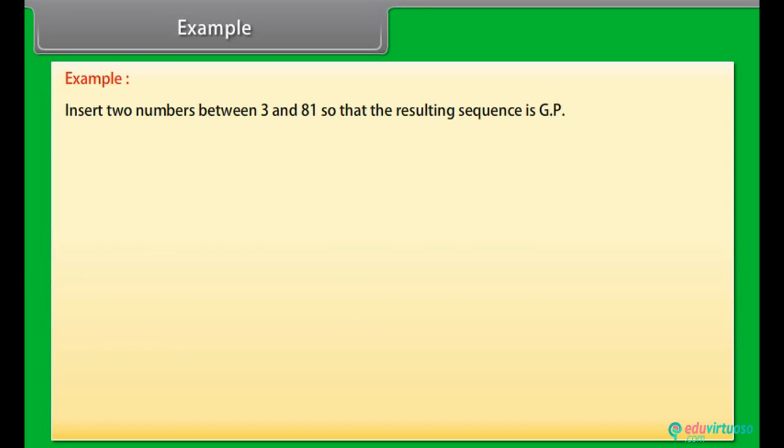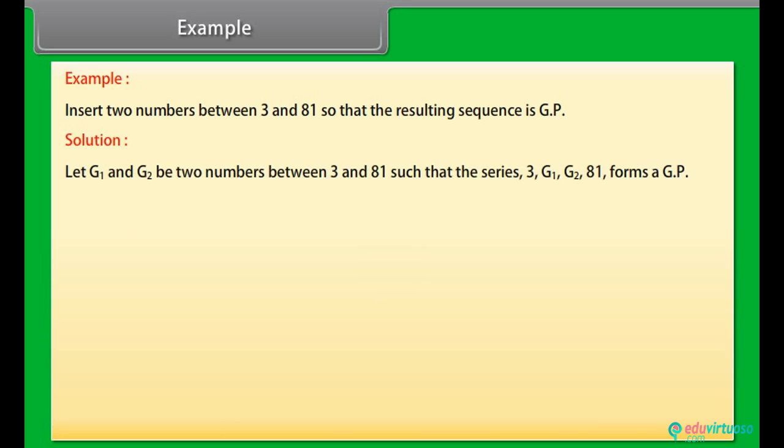Example. Insert two numbers between 3 and 81 so that the resulting sequence is GP. Solution. Let G1 and G2 be two numbers between 3 and 81 such that the series 3, G1, G2, 81 forms a GP. Let a be the first term and r be the common ratio of the GP.